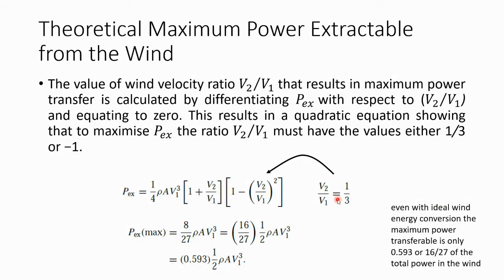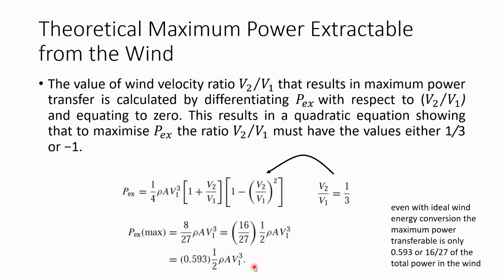And then as we substitute V2 over V1 equals to 1 over 3 over here, and then we simplify this equation, we notice that the maximum extractable power from the wind turbine is only equals to 59.3% of the theoretical wind power that is offered by the incoming wind. And that says a lot, right? And this is an ideal case whereby the wind turbine doesn't experience any losses, such as friction loss, sound loss, or any other inefficiencies in the operations of the wind turbine.